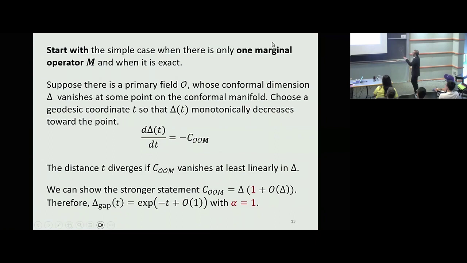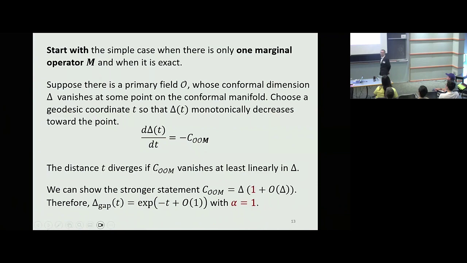And the question is whether the distance t diverges. But if you look at this equation, you can easily say that t can diverge towards that point where delta vanishes only if this three-point function vanishes at least linearly in delta. So now I'm going to show you a stronger statement, that this actually vanishes linearly, but with coefficient one. This means that by integrating this equation, this delta gap goes like the exponential of minus t, therefore alpha equals one. Okay, so this is what I'm going to prove.